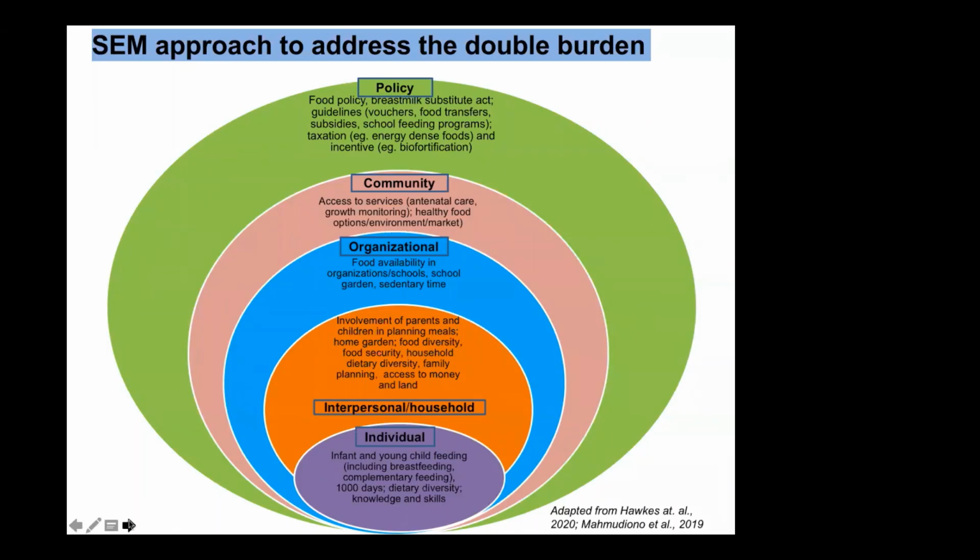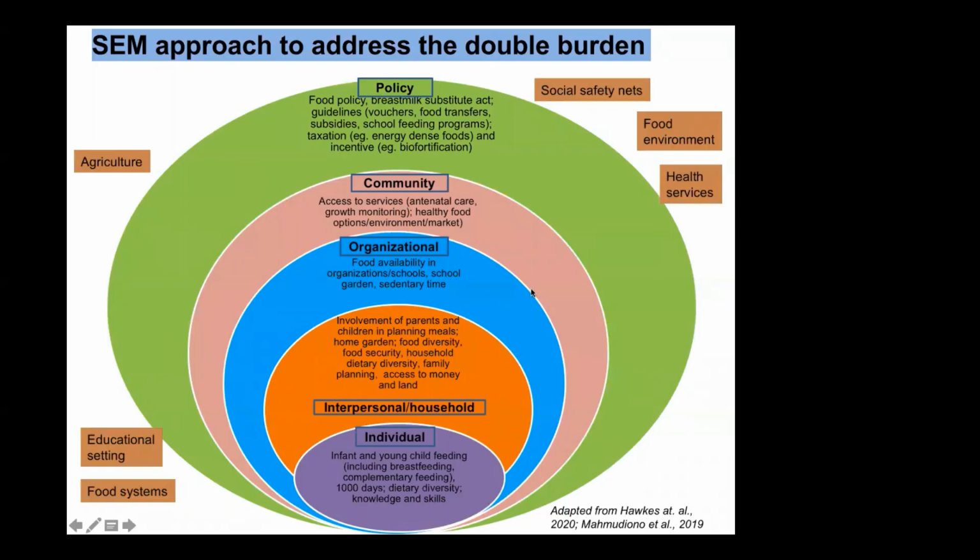Okay, next one. Yes, these are the sectors, as I said before. So in the model, we need to intervene from agriculture, the educational setting, the food system, and social safety nets, as I said about the transfer programs, the cash transfer and the food transfer. In that also we need to think about the food environment and the health services. So we need to work from all these different dimensions to address the problem.